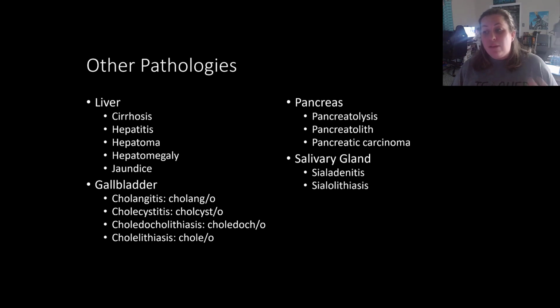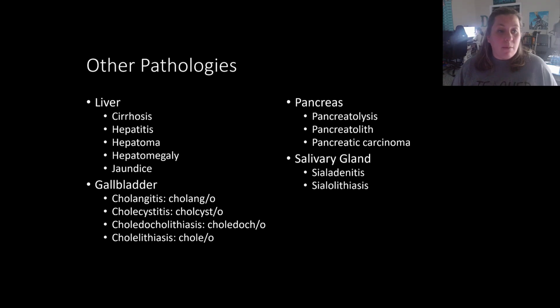We do see that with hepatitis, there are some types of viruses that can cause this inflammation of the liver, but we also see cancers and different types of tumors can also be part of this. Hepatoma is an example of that. Hepatoma is a tumor of the liver. We also see hepatomegaly is again enlarged liver, and then jaundice is that yellow coloration of the skin due to a backup of bilirubin, because it's not able to leave the liver in the bile like it's supposed to.